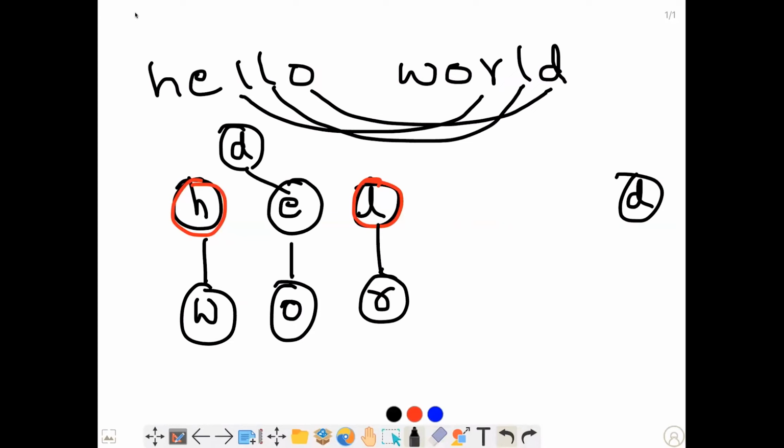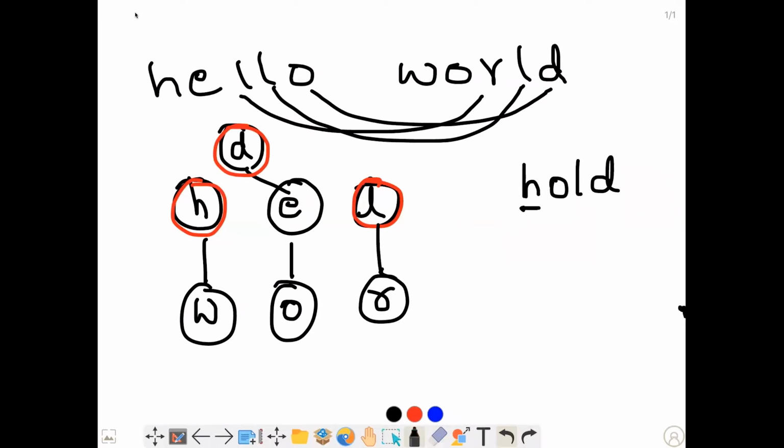We form an edge between E and D, and the leader is D. So we have completed forming unions between all the similar components. Next, for the base string, we have to find the lexicographically smallest equivalent string. The base string is hello, and we have to find the lexicographically smallest equivalent string for the base string. For H, we have to find the leader of H, or the parent of H. For H, it is the parent of itself.